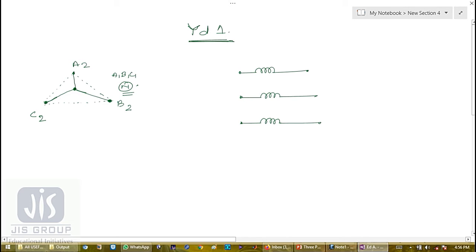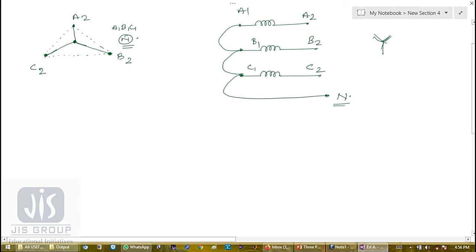Okay. So primary terminal is A2, B2, C2, and this is A1, B1, C1. Connect this with this and this with this, and this is forming the neutral for the star connection. Star connection. Now secondary is delta with minus 30° phase shift.